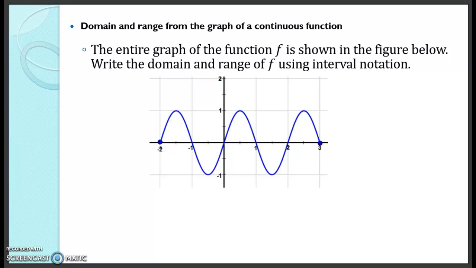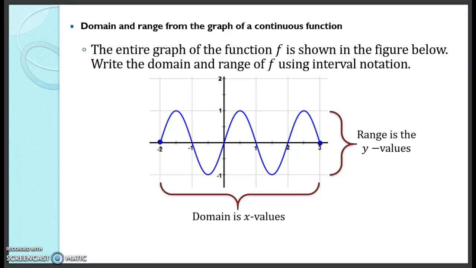Hey everybody, this video is going to talk about domain and range from the graph of a continuous function. When we look at the graph of a function, first we want to see if it's an entire graph or a partial graph, and then we're going to consider the x values. The x values are our domain, and the range is the y values. So any x values that the graph covers are going to be in our domain, and any y values that our graph covers are going to be in our range.